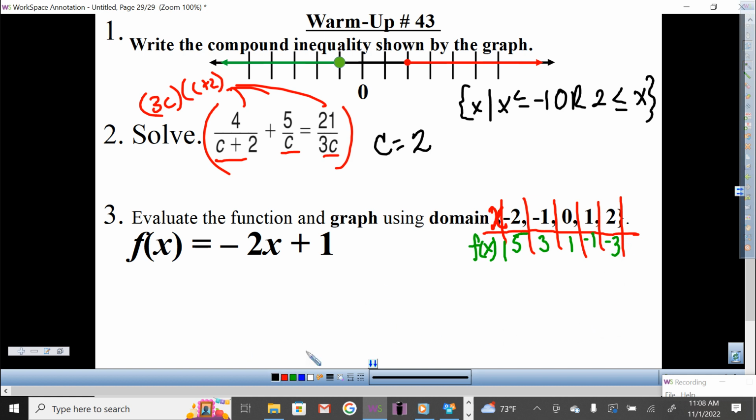All right, and our graph. Our graph should look something like that, going downward and passing through +1 on the y-axis. Check your work. All right, copy the agenda, please.